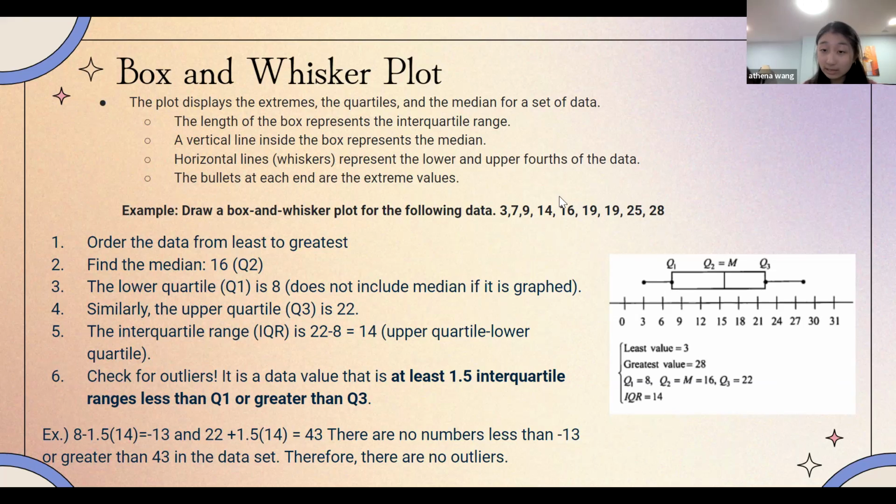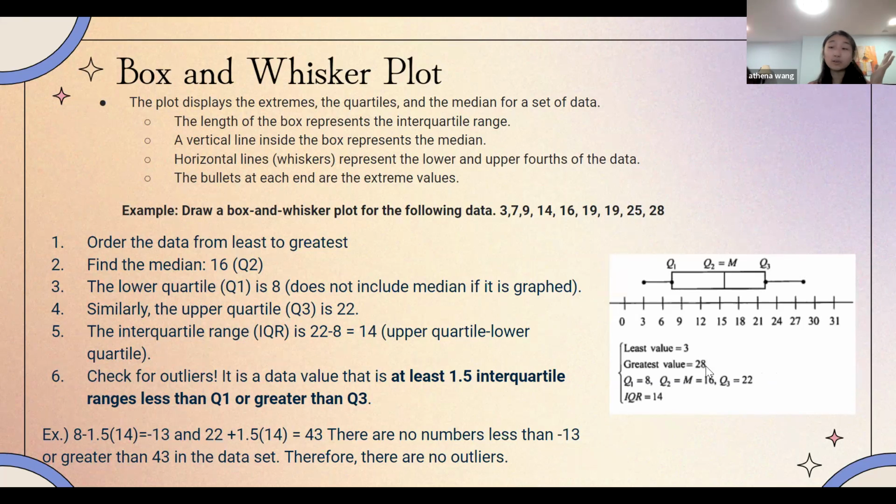Now we look at the lower quartile. You do not include the median if it is already graphed. So now we look at 3, 7, 9, and 14 for the lower quartile. This is quartile 1. It would be between 7 and 9, so the average of that is 8. Then we look at the upper half, so this would be the average between 19 and 25, and that would be 22. So this is 8 and this is 22, and the interquartile range is just the difference between 22 and 8, which is 14.